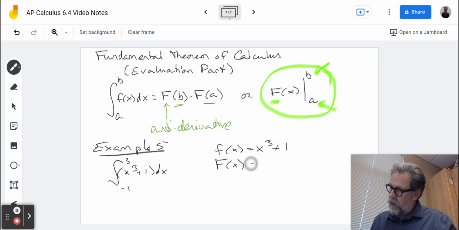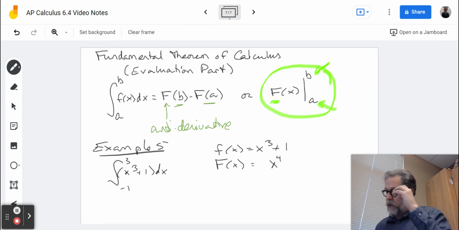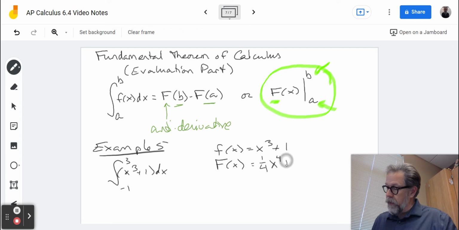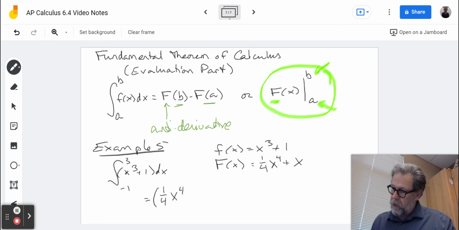Well, I know that that has to be an x to the fourth because the derivative will make that go down 1. I know that when I take the derivative of x to the fourth, I will get 4x cubed, which means I need a 1/4 in front of it to compensate for that. And I know that the antiderivative of 1 is just x. So this is equal to 1/4 x to the fourth plus x, evaluated from -1 to 3.